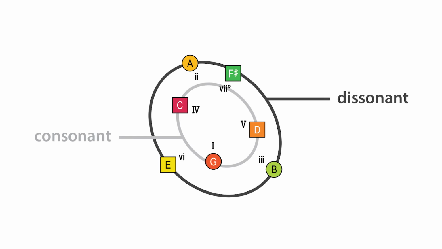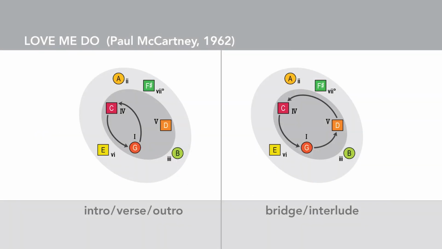So by simply moving within or between these rings, you can travel through harmonic space with purpose and direction to influence the emotional impact of a song, just as all great songwriters do, it turns out, and like the Beatles did in particular. For example, take a look at the chord patterns in the song Love Me Do, and you'll see what Paul McCartney was up to.